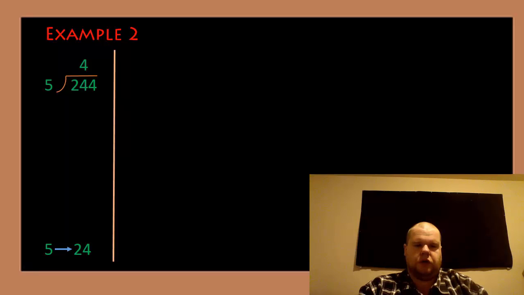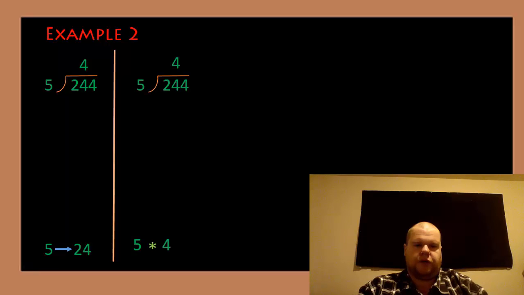Now let us look at a slightly different example. This time we want to take 244 and divide it by 5. Well, we start out with how many times does 5 go into 2? Well, it doesn't. So since 5 doesn't go into 2, we simply look at the next digit. How many times does 5 go into 24? Well, in this case, 5 goes into 24 4 times. And from here, we're just going to go along just like we did with the previous examples.